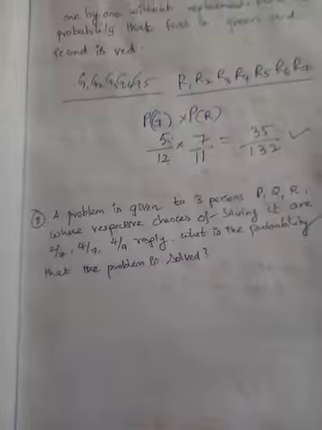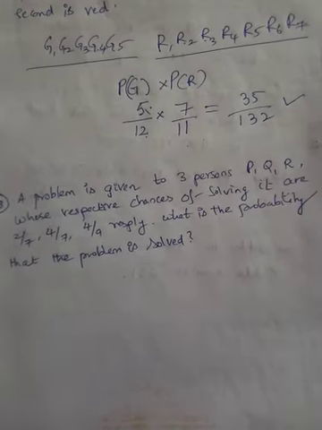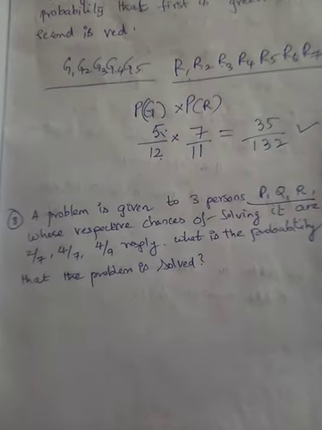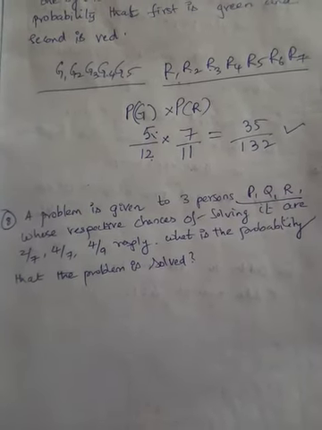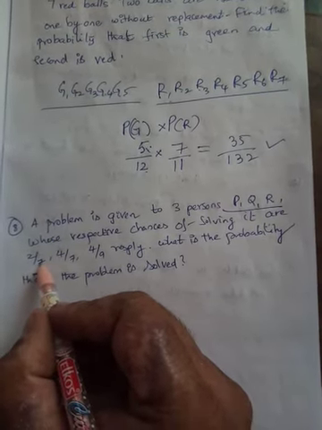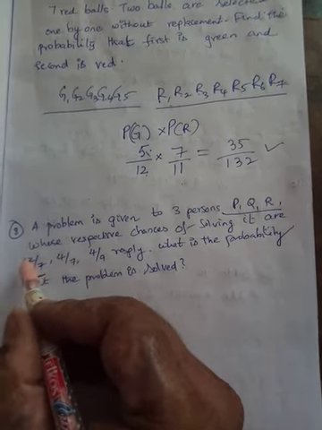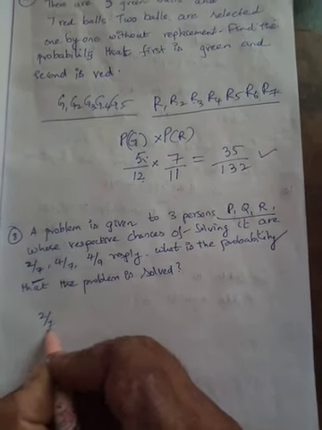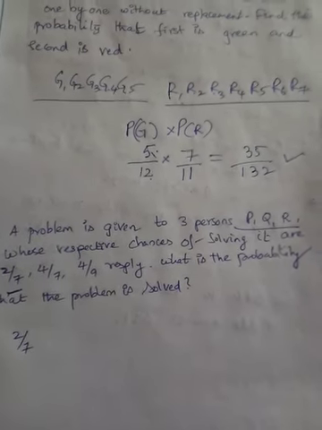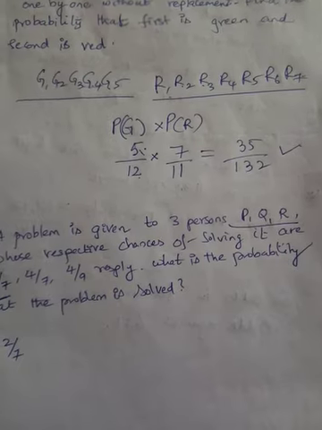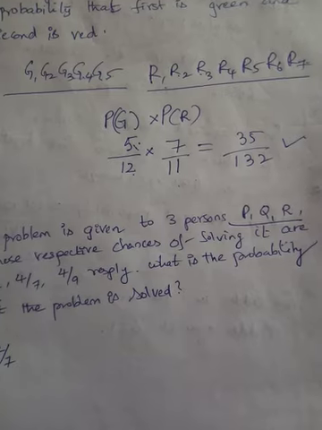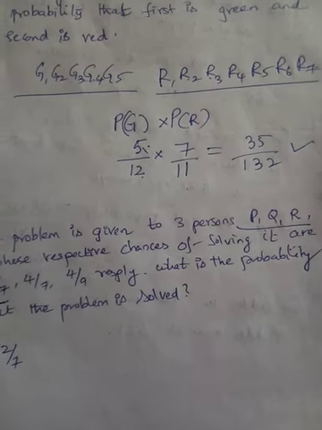A problem is given to 3 persons, P, Q and R, whose respective chances of solving it are 2 by 7. One problem out of 7 chances: if we try 7 times, 2 times we will get success. 2 by 7 in the sense that out of 7 times, there is a chance for him to solve the question 2 times. If we take the second case, 4 by 7, out of 7 chances the second person can solve it correctly 4 times. Out of 9 chances, 4.